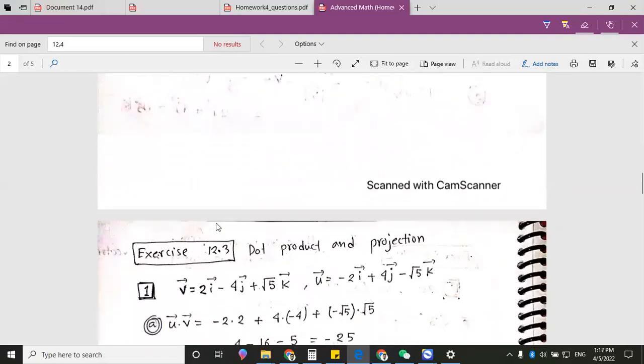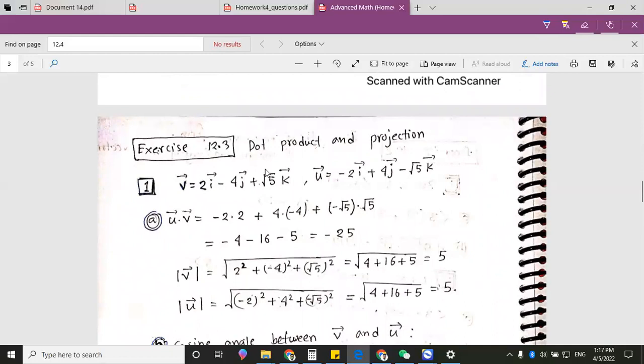So let's go to the next question. Exercise 12.3, dot product and projection.